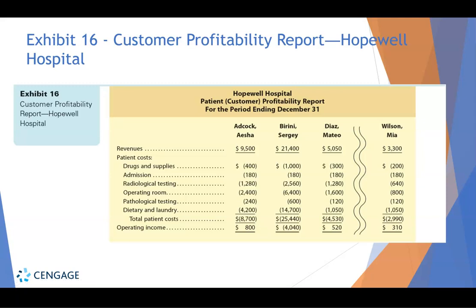Here you can see the patient profitability based on the various activities they took part in. Aisha had revenues of $9,500, where Sergi had $21,400, Mateo had $5,050, and we've got our Mia. Even though Sergi has the greater revenues, you can see there's a loss here because of all of the care that went on, and he was in the hospital for so long.